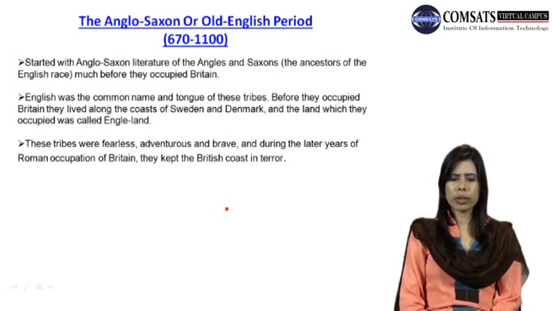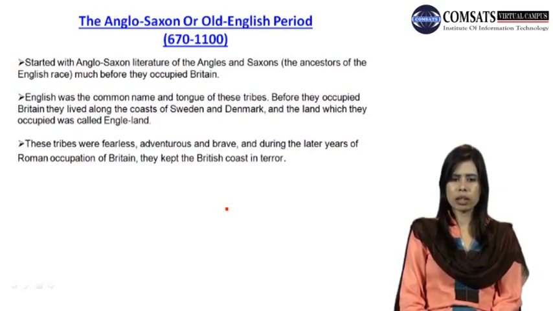This period started with Anglo-Saxon literature and the Angles and Saxons. These were the ancestors of the English race, much before they occupied Britain. So basically this is about two tribes. One was Angles and the other one was Saxons. So we'll focus on them: how they conquered England, and what kind of literature they produced during their era.